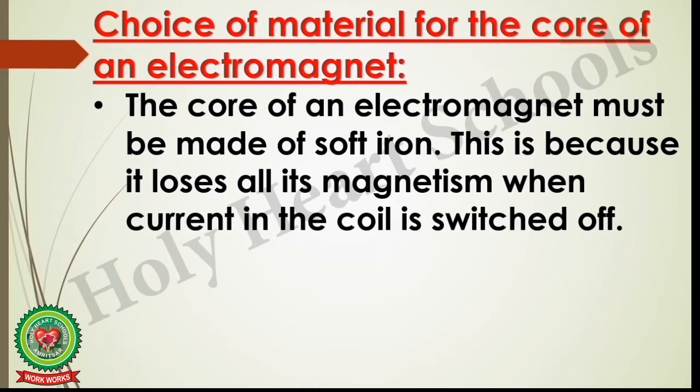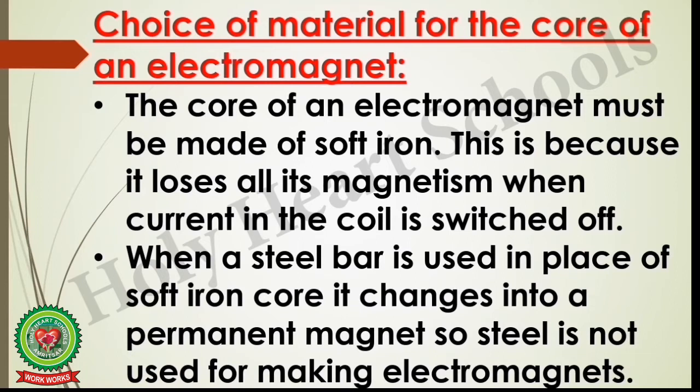Why is steel not used as a core of an electromagnet? Because when a steel bar is used in place of a soft iron core, it changes into a permanent magnet. So steel is not used for making electromagnets. We know that steel is a hard magnetic substance. It does not lose its magnetism even if the external magnetic field is removed. So that is why steel is not used for the core of an electromagnet.